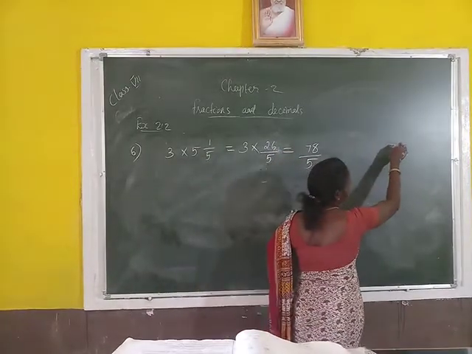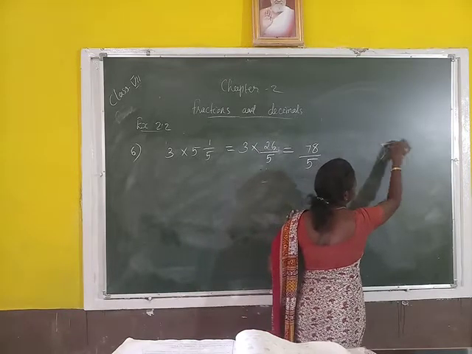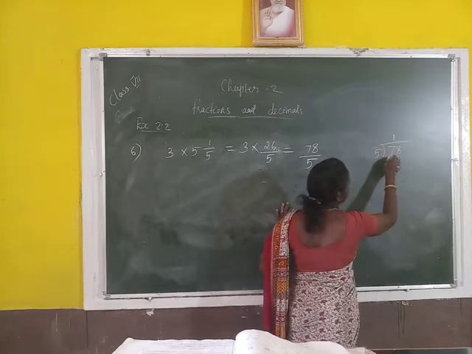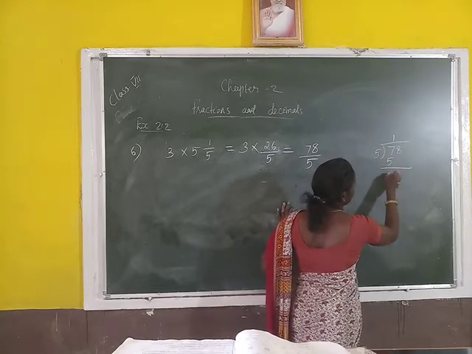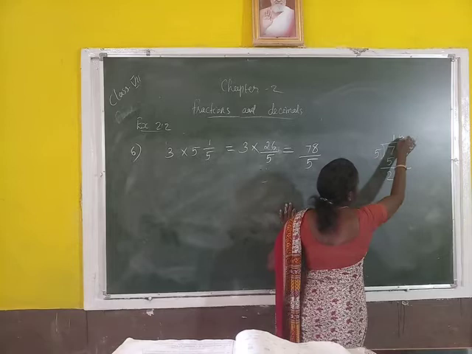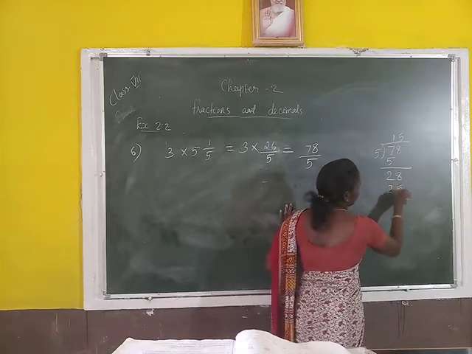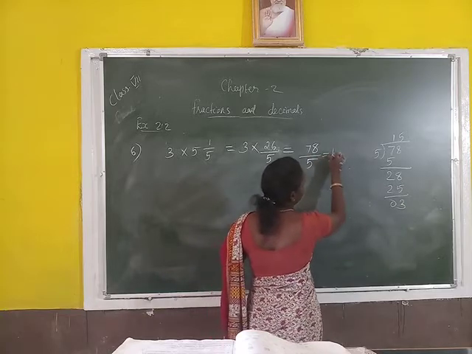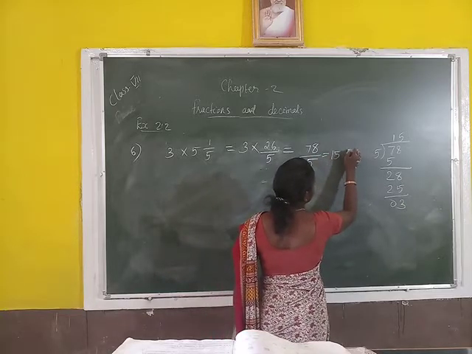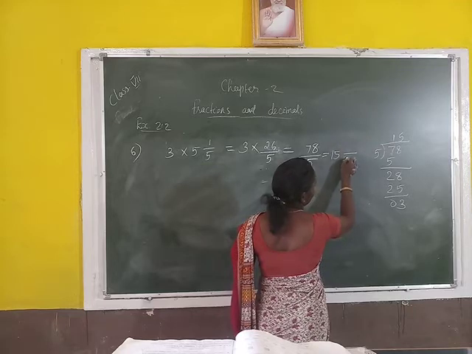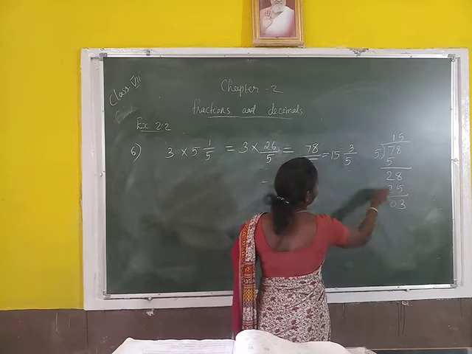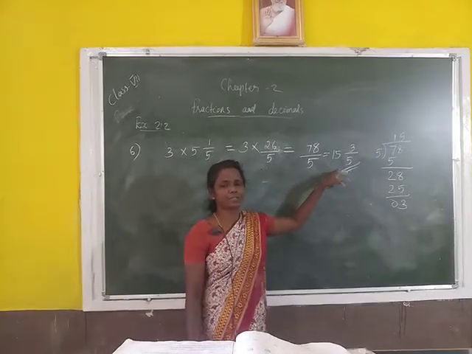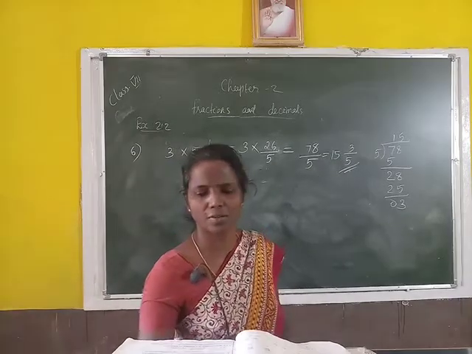How to convert? 78 divided by 5. How many times? 1 time 5, 5 5s are 25, remainder 3. So how to write? Denominator which number? 5 and numerator 3. So it's 15 3 by 5. Is it clear? Then one more question I will do for you.